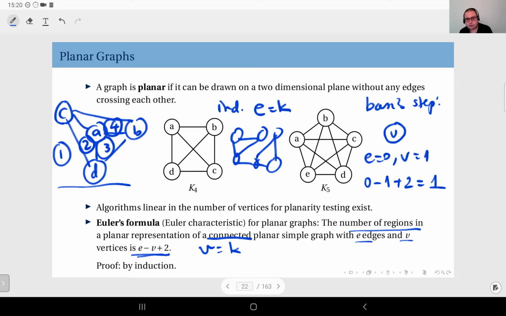When you add an edge, the number of regions increases by 1 because you do not cross any other edges. So the increment in the number of regions is 1. And since you add an edge, E increases by 1. The number of vertices stays the same. Therefore, the Euler characteristic increases by 1 as expected. Okay, so that completes the proof. So Euler's formula for planar graphs is given by E minus V plus 2 as the number of regions in the planar representation.